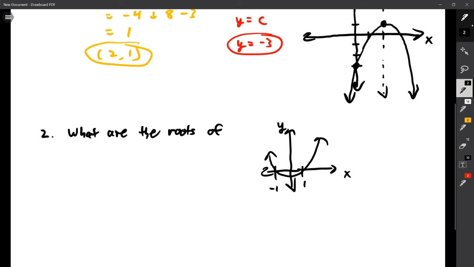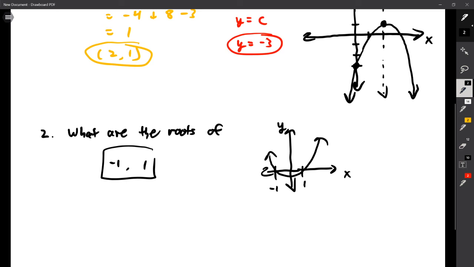And this is just to check to make sure that you recall the terminology or the idea that the roots of the equation, we also call them the zeros of a function. The roots or zeros are the x values where the graph crosses the x-axis. So where does this one cross the x-axis? It crosses it at -1 and at 1. Those are our two roots.